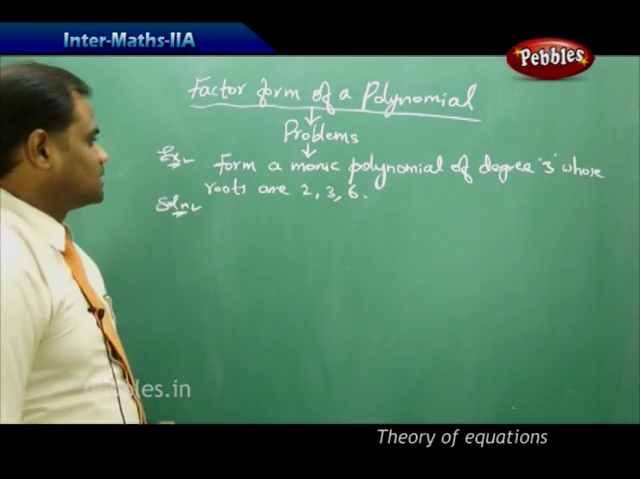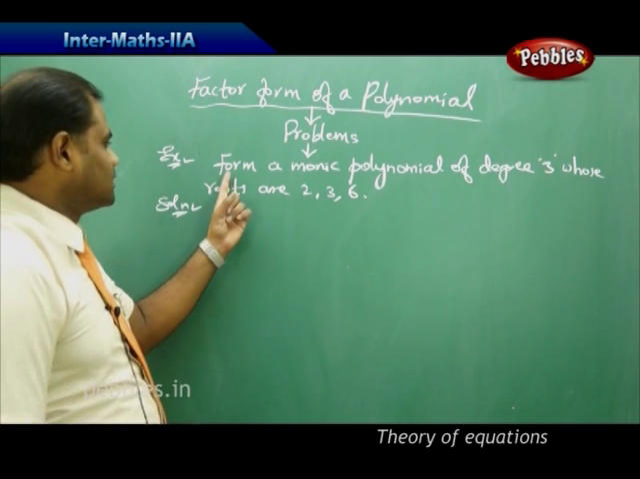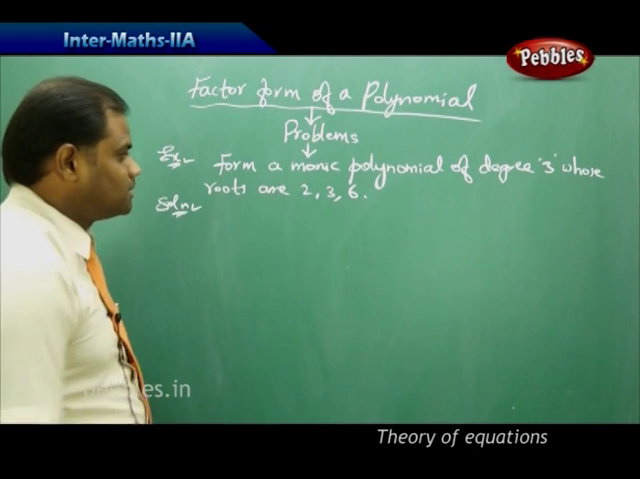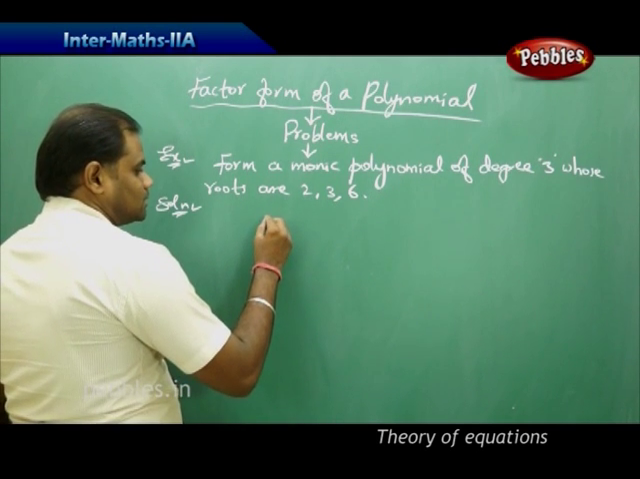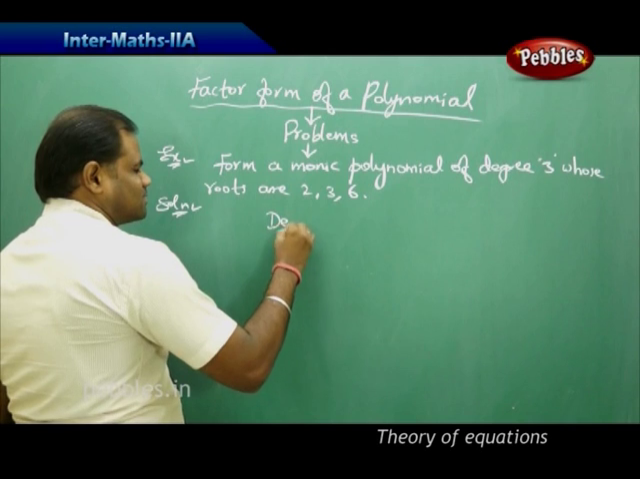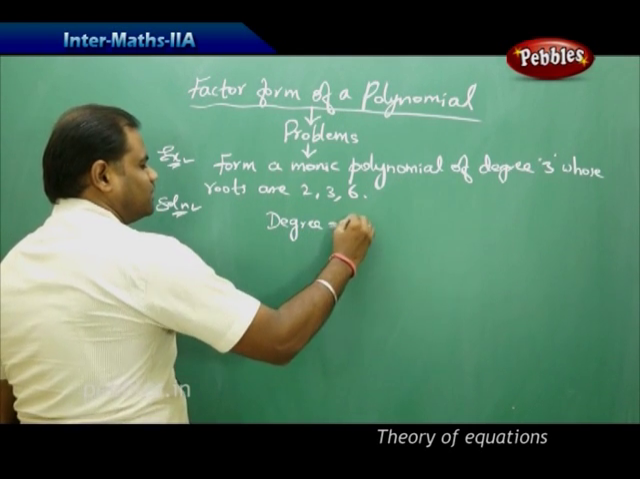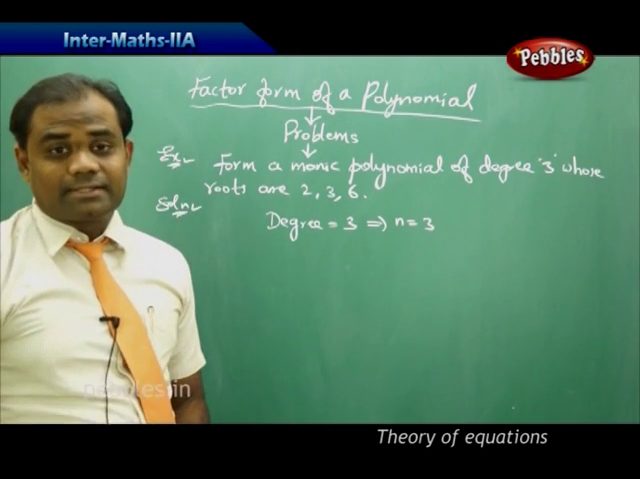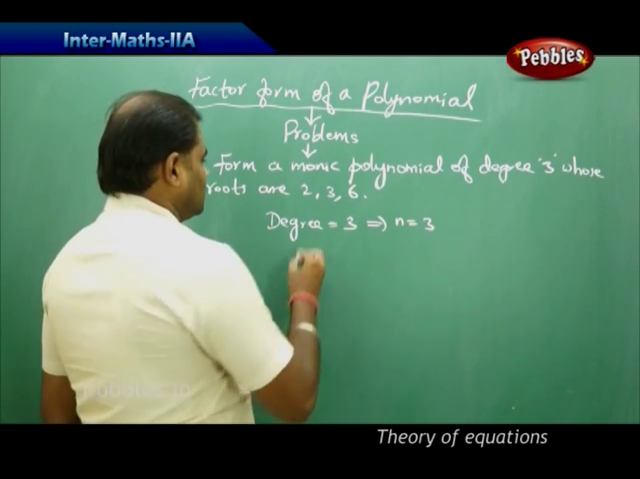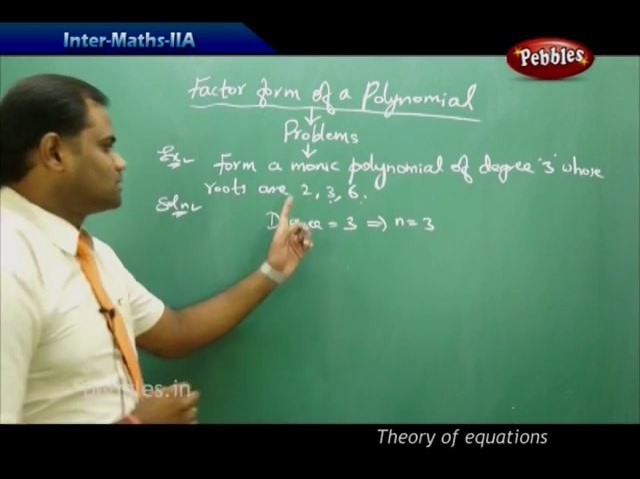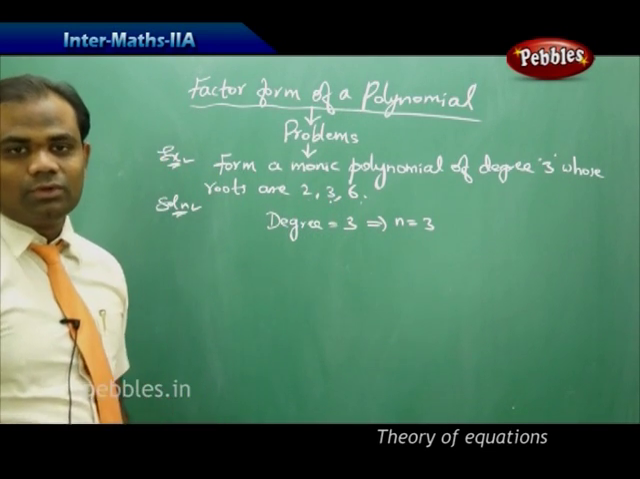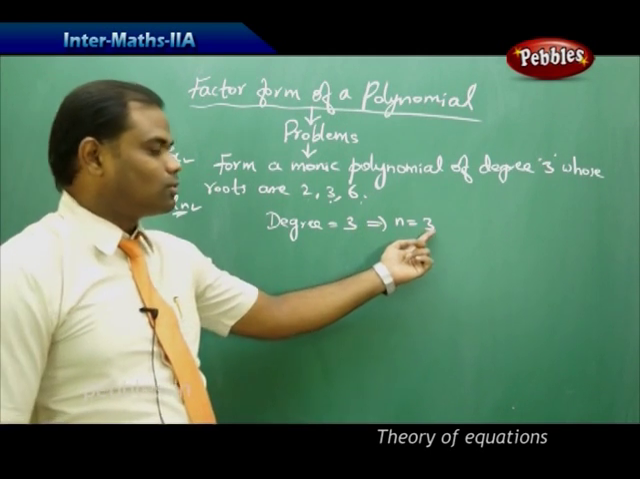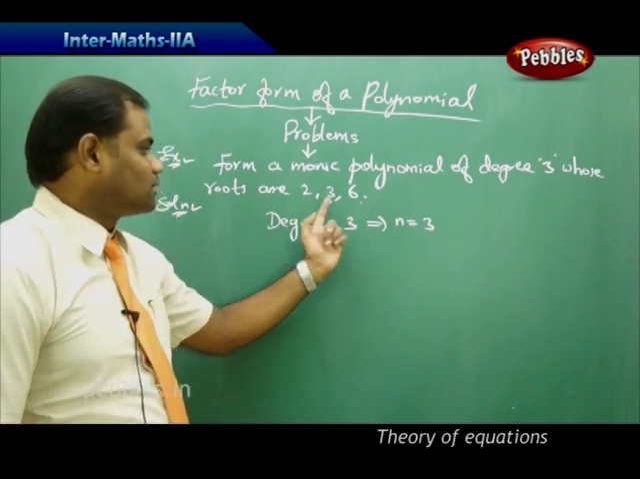Now in this case, as I read here, I understand that I have to form a monic polynomial of degree 3. So this makes me understand that the polynomial degree is 3. That implies n is equal to 3. Therefore, it has 3 roots, and all the 3 roots are given here as 2, 3 and 6. So we need not find any other 4th root because the most number of roots this can have is 3, which are already given here.